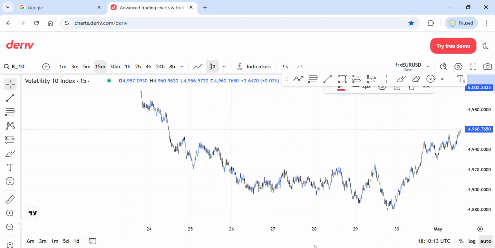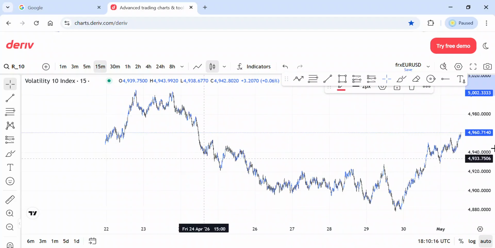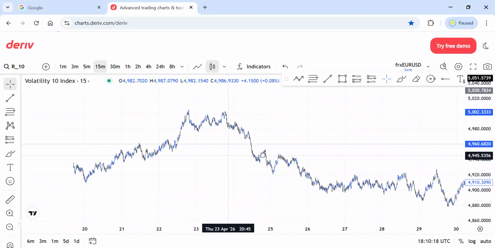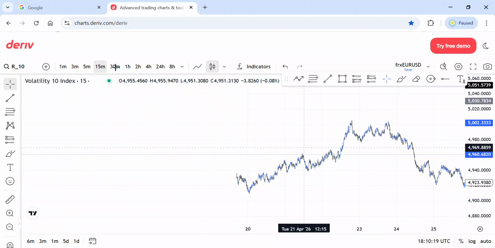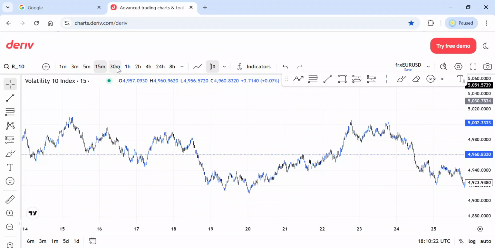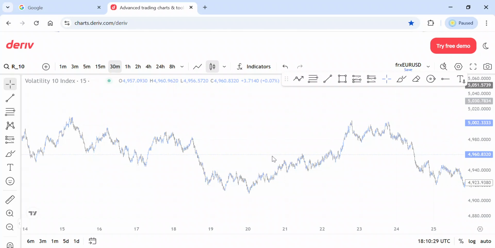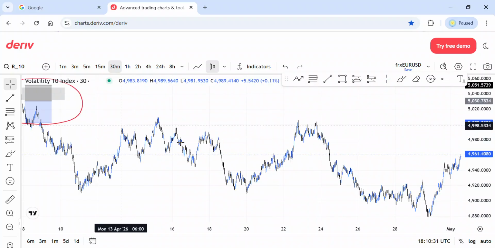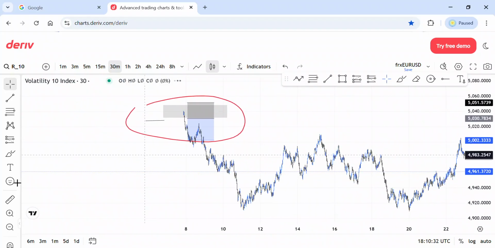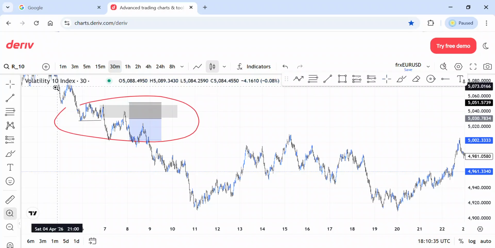I hope we see that on trading. That place is not showing. Okay, let me go to 30 minutes. It's still the same thing. Either you're using 15 minutes or 30 minutes, the price is still going to print the same thing. So this is 30 minutes time frame. Let me just zoom out.